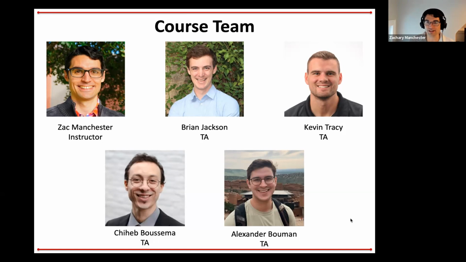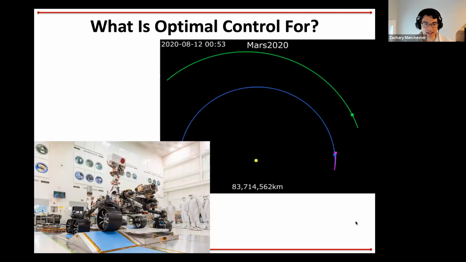Okay, so now I'm going to lay out a little bit of the state of the art in the field and some of the applications we're going to talk about later in the course. These are things you can look forward to, the direction we're going to go, and where we should get you to by the end of the semester. So first off, what is optimal control for and what are people using it for right now?